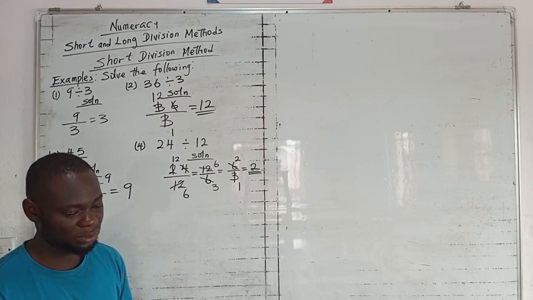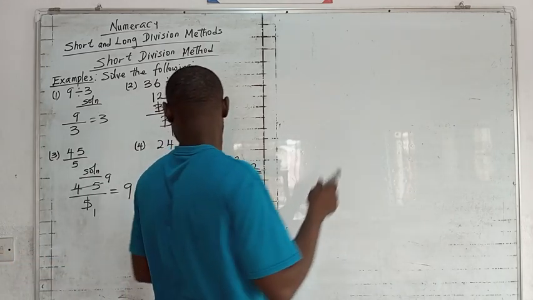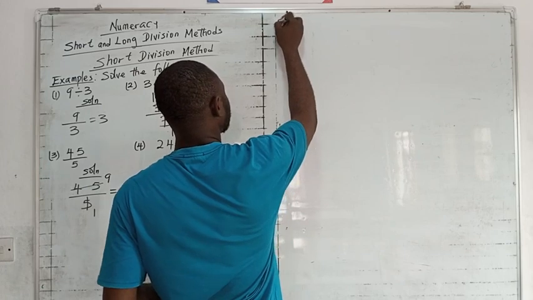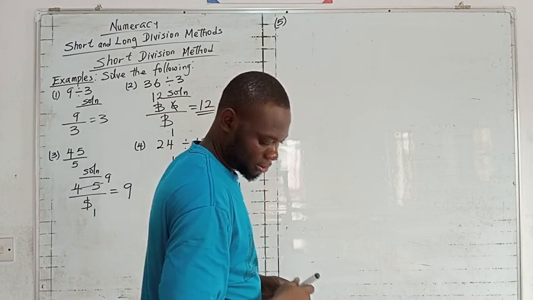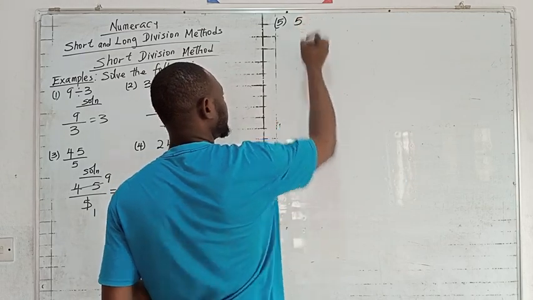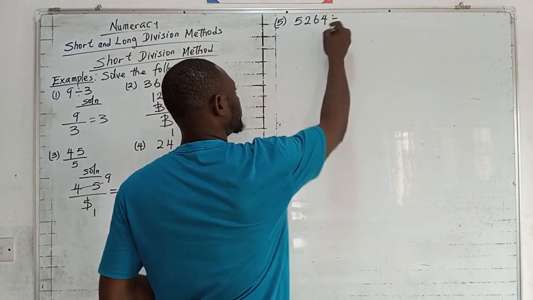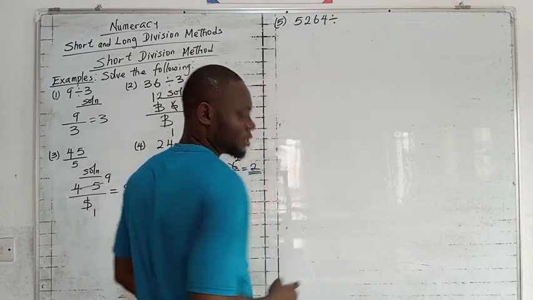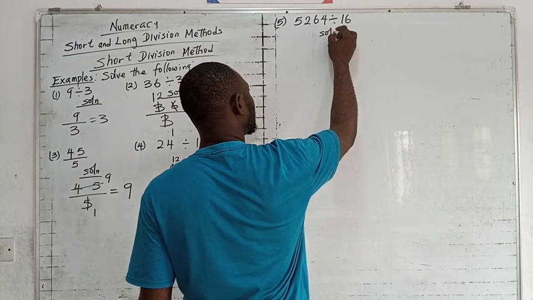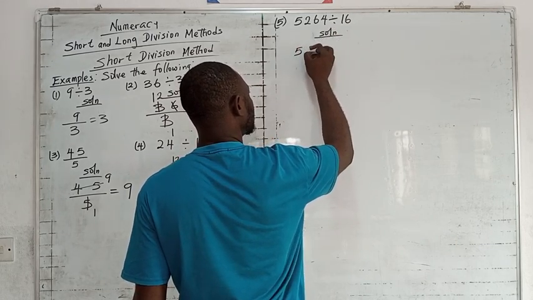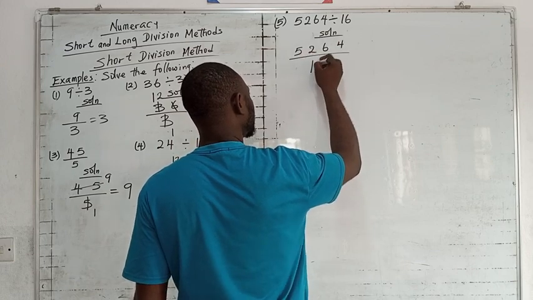Let's solve one or two more examples. Let me call this example number 5. Here I have, make it a bit big, 5,264 divided by 16. Solution. 5,264 divided by 16.